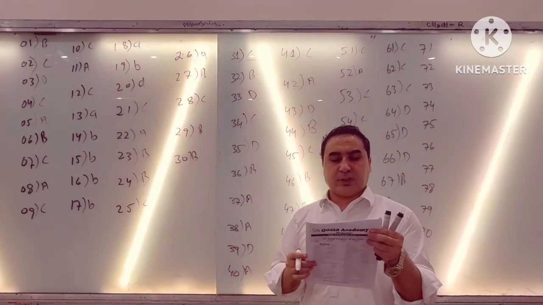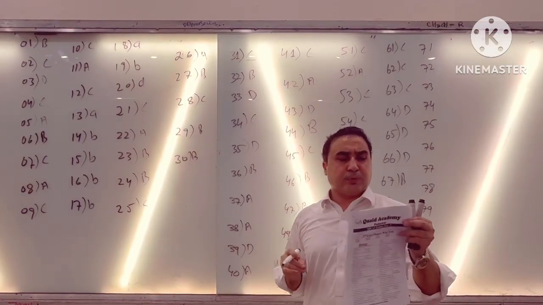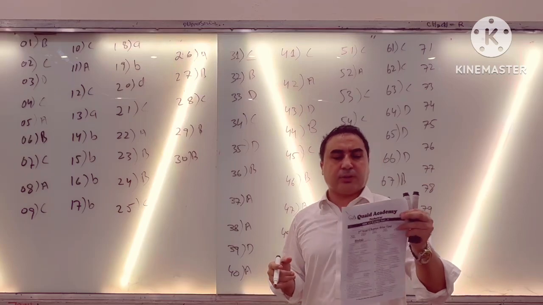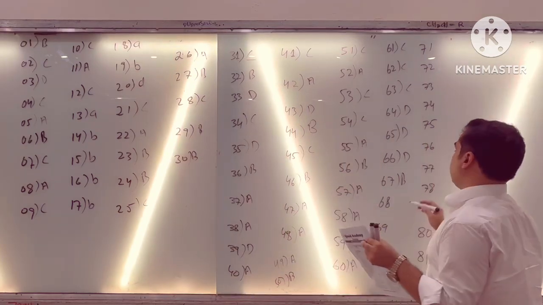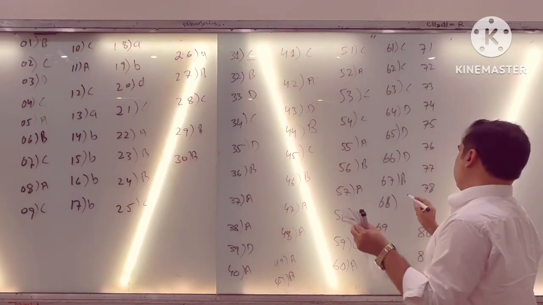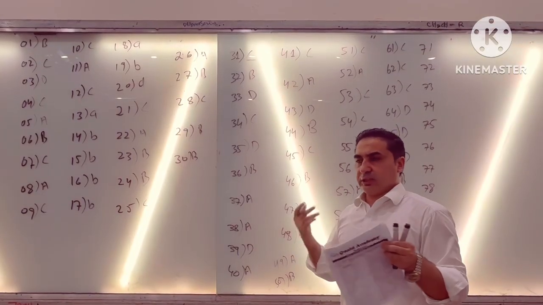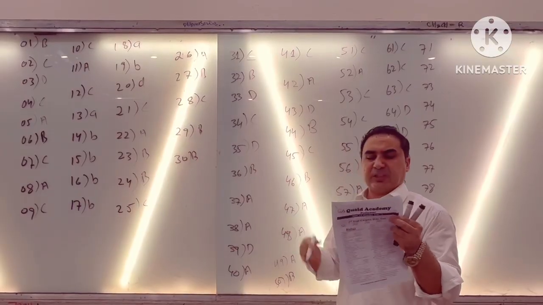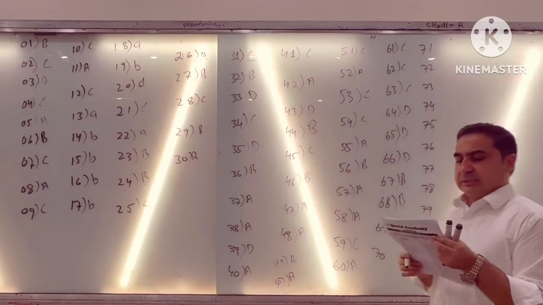How many bones are present in the vertebral column? The correct option is 26, so B is the correct option. The only bone of the neck is called the hyoid bone, the tongue bone. The correct option is C.